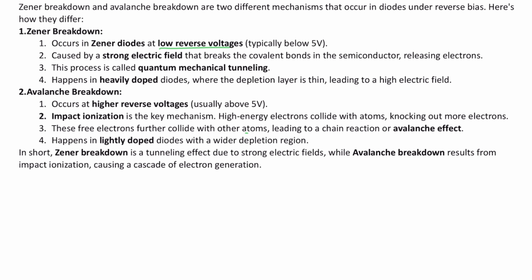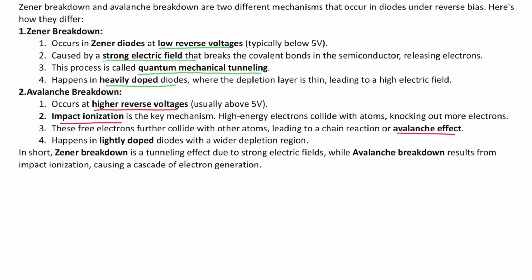electric field that breaks the covalent bonds in the semiconductor, releasing electrons. This process is called quantum mechanical tunneling, and this happens only in heavily doped diodes, whereas avalanche breakdown occurs at higher reverse voltages. Impact ionization is a key mechanism where high energy electrons collide with atoms, knocking out more electrons, and these electrons further collide with other atoms, leading to a chain reaction or avalanche effect.